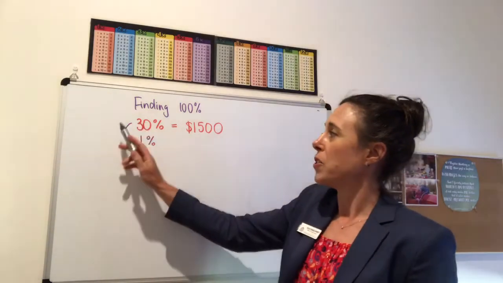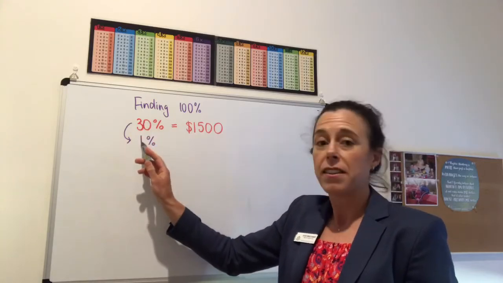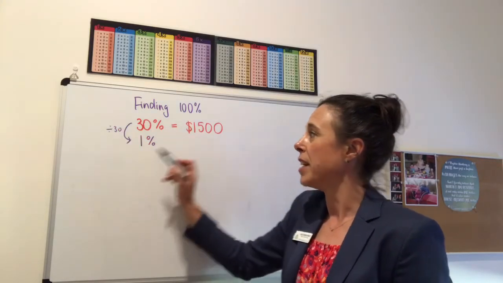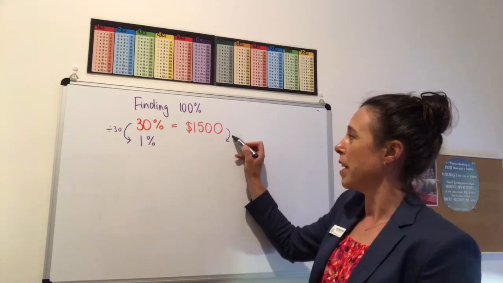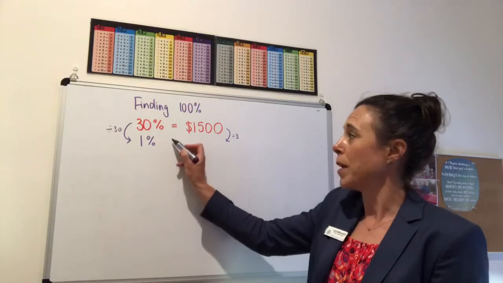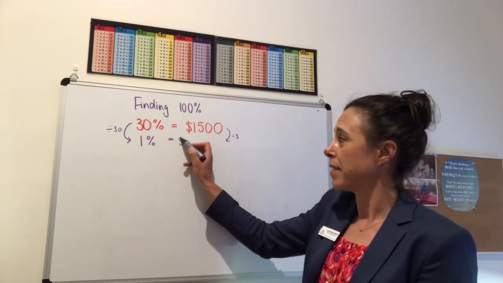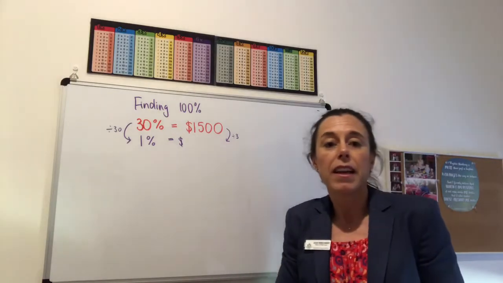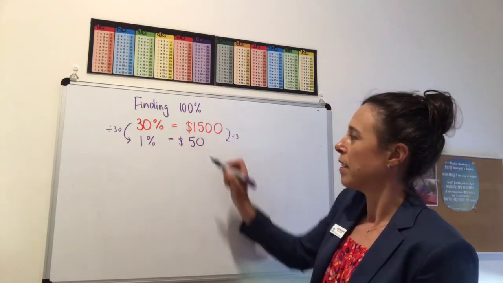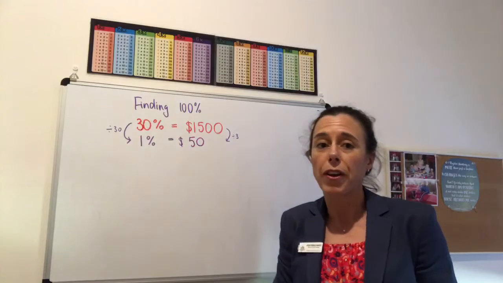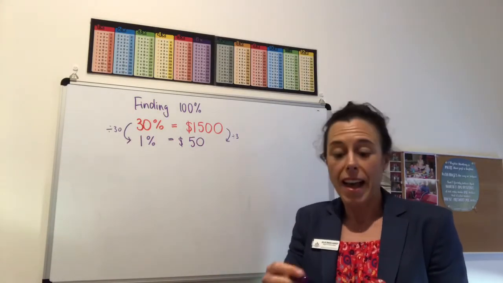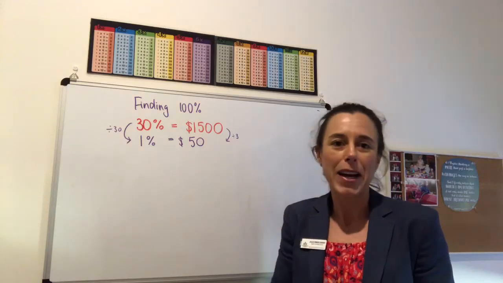Okay, so what did we do here to go from 30% to 1%? We divided by 30. So we need to do the same over here. We need to divide this guy here by 30. So 1% is in fact going to be equal to $50. Okay, so we've gone from knowing what 30% is, we now know what 1% is, and from 1% we can find out what 100% is.